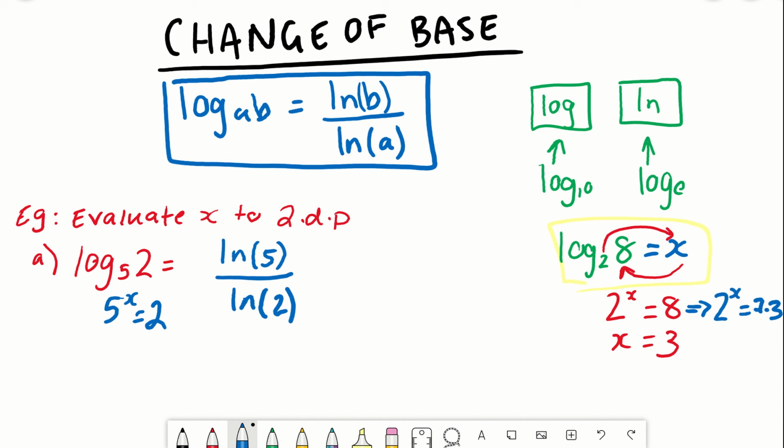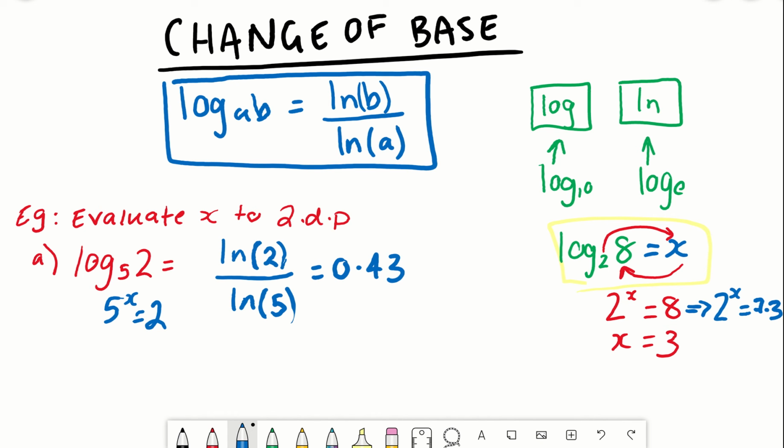If you throw that in your calculator, oops, sorry, I've messed it up already. It's log of the big number, so you'll have log 2 over log 5. Now throw that in your calculator. It's always log the big number over log the little number, or log the number over log the base. You should get an answer of, to 2 decimal places, 0.43.